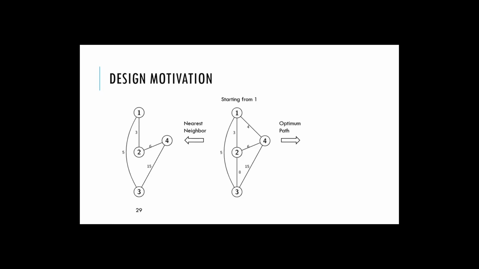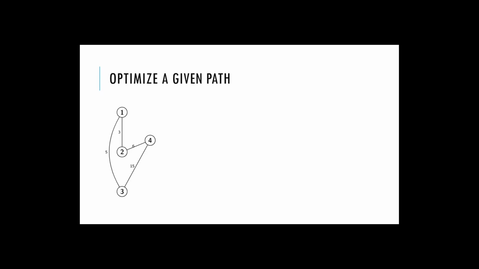If we try to exchange some of the edges in this graph, what we find is we can in fact come up with a better solution. So this has been an improvement over the path that we got from the nearest neighbor algorithm. So how do we go about doing these exchanges in the edges?